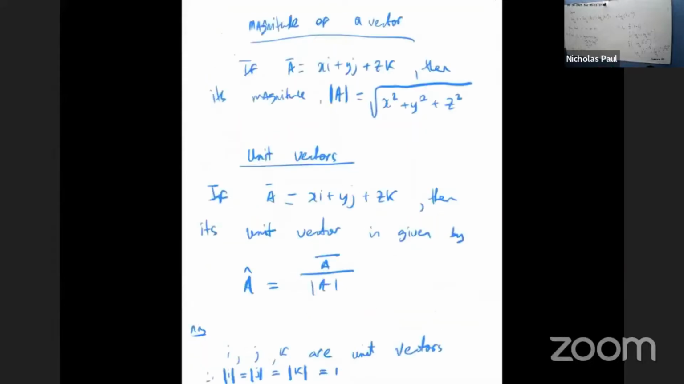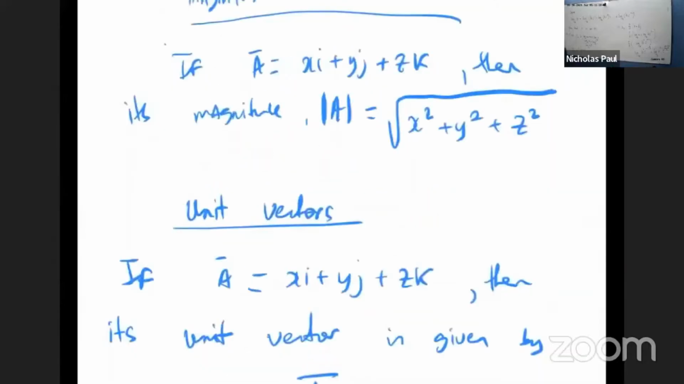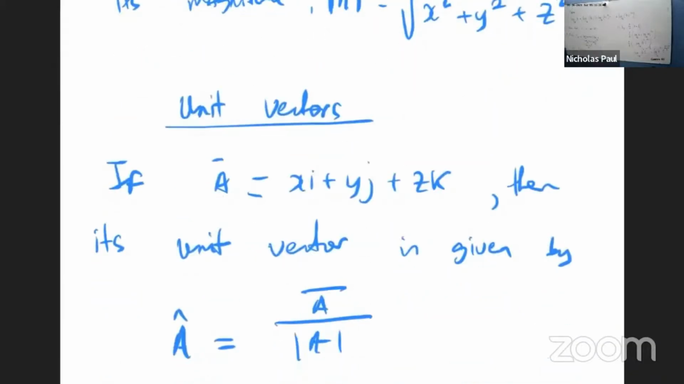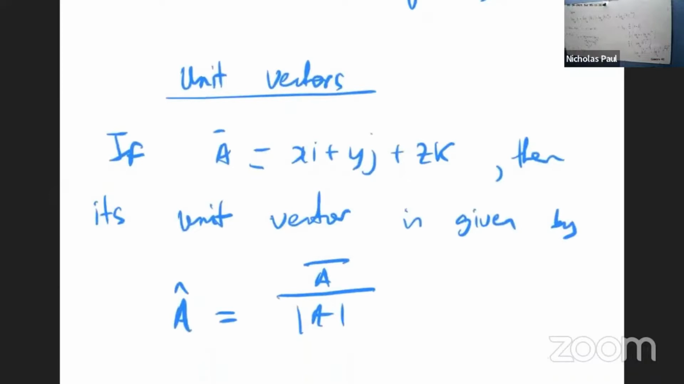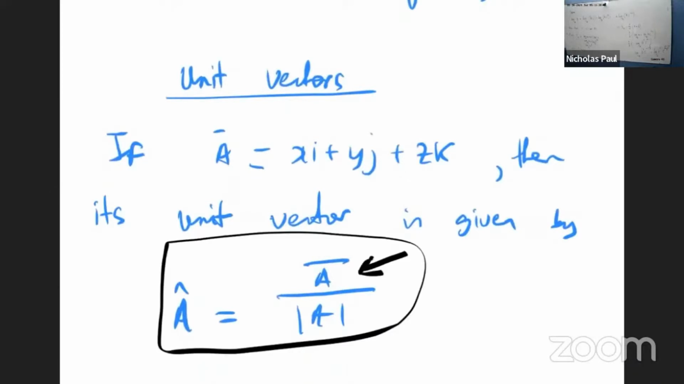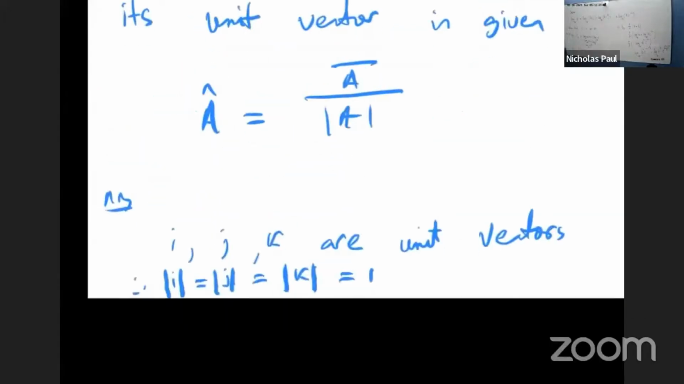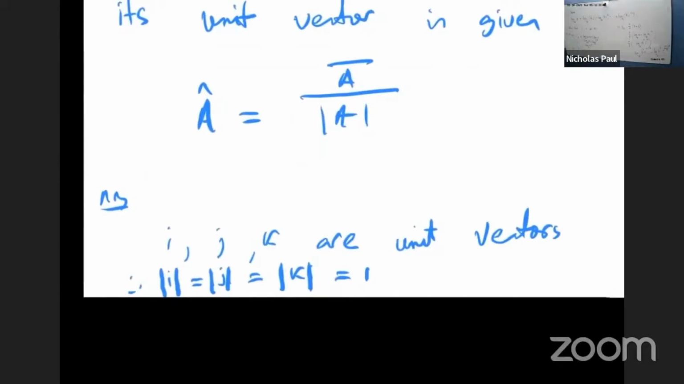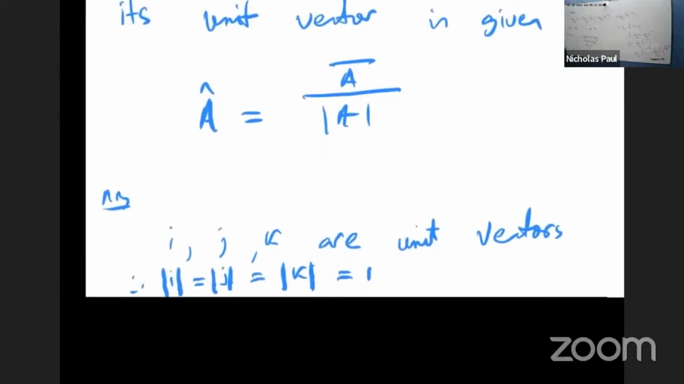All right. Next, how do you find the magnitude? Square root of x squared plus y squared plus z squared. Right? So if a is a unit vector, how do we find unit vectors? Probably write this one down. To find a unit vector, you take the vector and divide it by its magnitude. All right? And remember, its magnitude is always 1. So please remember that i, j, and k, their magnitudes are 1.